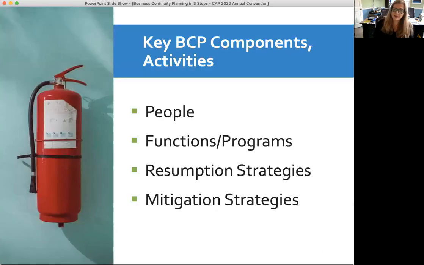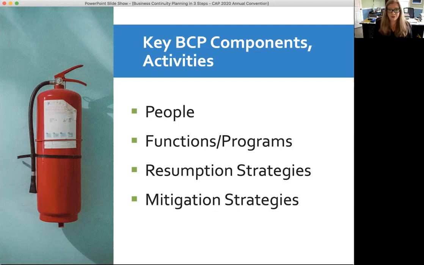So as you think about business continuity planning in your community action agency, I want you to remember that to a large extent, it's about people. Who's going to be doing what? It's about functions and programs. What are all the functions and programs and activities that are part of this organization? And again, how long can they be taken offline? And how do we resume them in an efficient way?